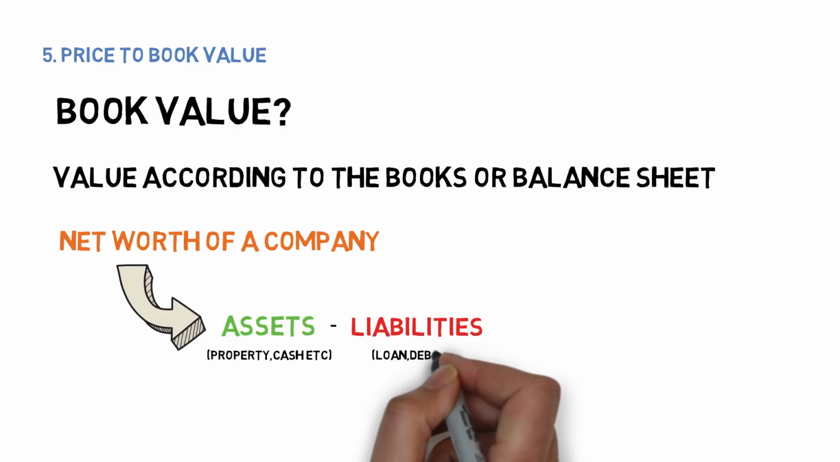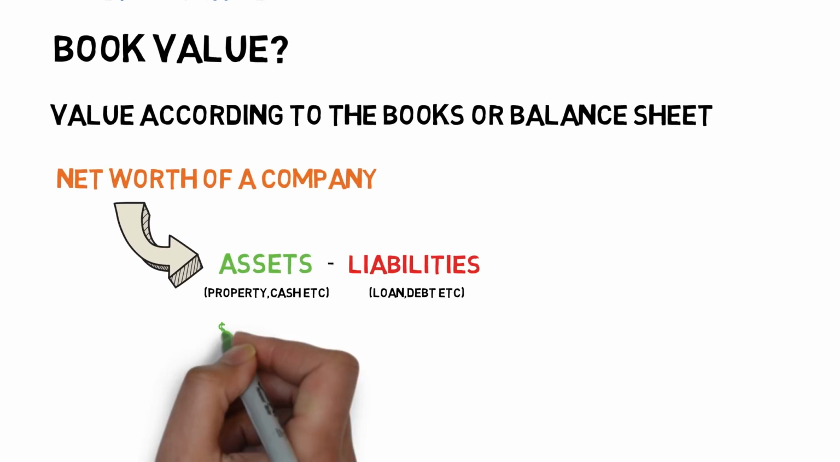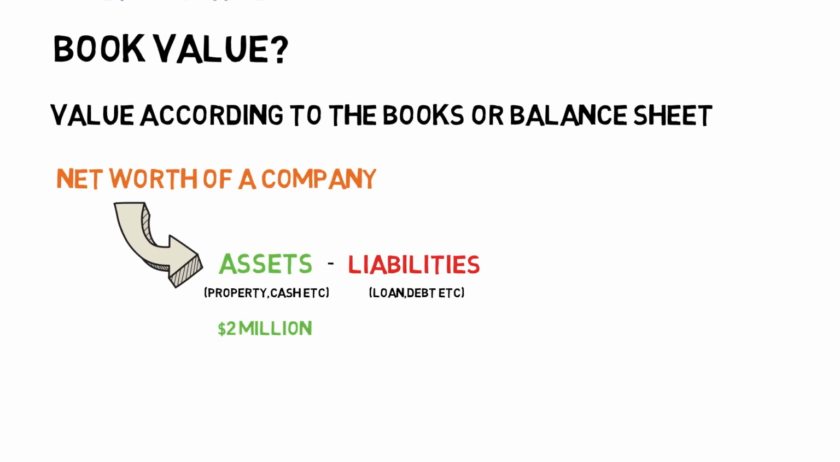Let's try to understand this through an example. Company ABC has $2 million in assets. Assets can be property, cash, etc. From our debt to equity ratio example, we know that ABC has $1 million in debt liability. So the book value of ABC will be assets, $2 million, minus the liability, $1 million, which is equal to $1 million. Great. Now you know what a book value is. ABC company has 1,000 shares. So book value per share will be $1 million divided by 1,000, which equals $1,000.